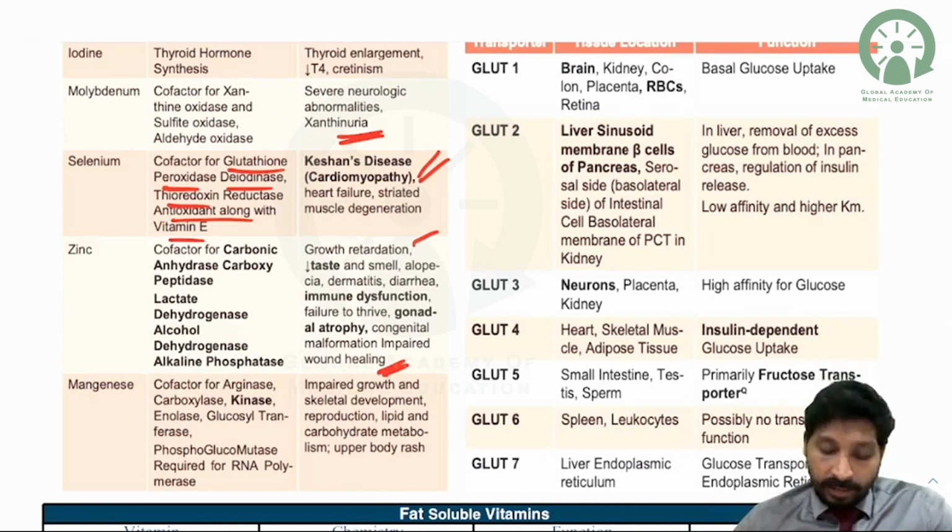Manganese, a cofactor for arginase, carboxylase, kinase, enolase, glucosyl transferase, phosphoglucomutase, which is required for RNA polymerase. So you can make out impaired growth, skeletal development problems, reproduction, lipid and carbohydrate metabolism issues, and upper body rashes.